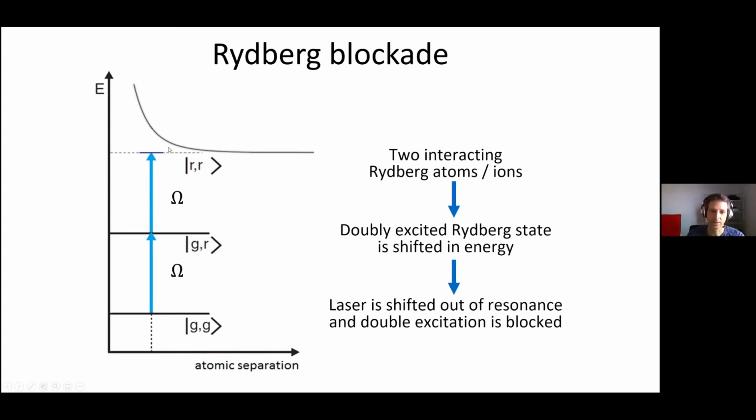And due to the interaction, of course, the interaction shifts the energy level. Just diagonalizing the Hamiltonian leads to an energy shift. And due to that, the same laser is no longer resonant to this transition, which means the interaction shifts this transition out of resonance, and this laser will not be able to excite the atom or ion anymore. So what you will only see is that one of the atoms or ions will be excited, but the second one will not be excited anymore. So it's a Rydberg blockade of this excitation.